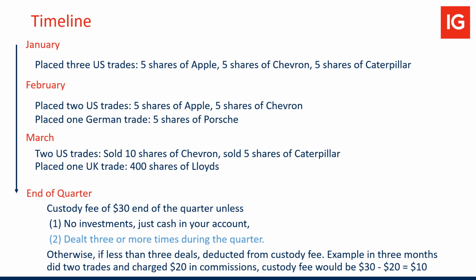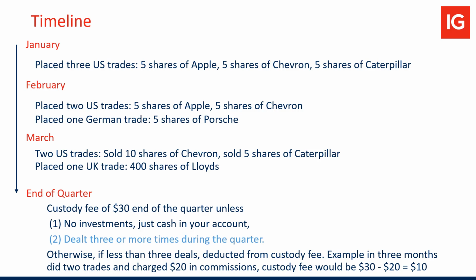So let's say, for example, in 3 months you did two trades and you were charged $20 in commissions, just as an example, because in the case of the US, you're going, well, if it's just two trades, I'm not getting charged at all. Well, let's say you placed a German or UK trade and just as an example, it came out to $20 in commissions. The custody fee would be 30 minus 20, which is 10. So you'd only pay 10 in that case.